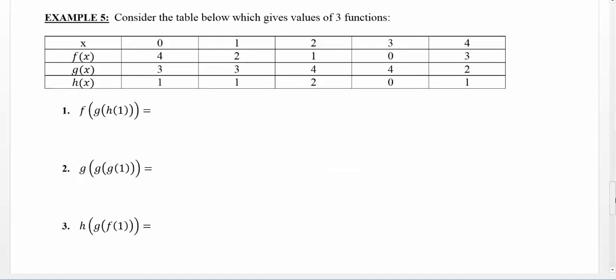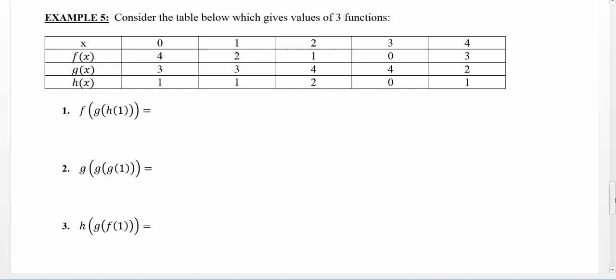Example 5. Consider the table below, which gives values of 3 functions. We're going to use different compositions to find different outputs, similar to what we did in the last problem. First, I want to take a minute to explain this type of table in case you've never seen a table with more than 2 rows.